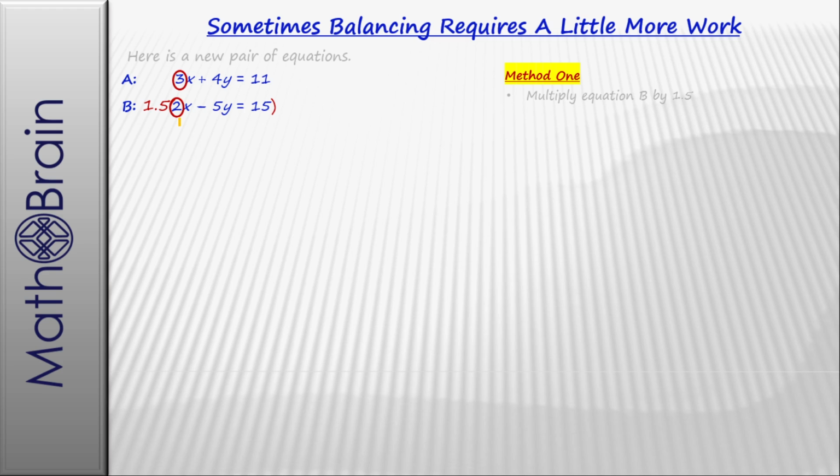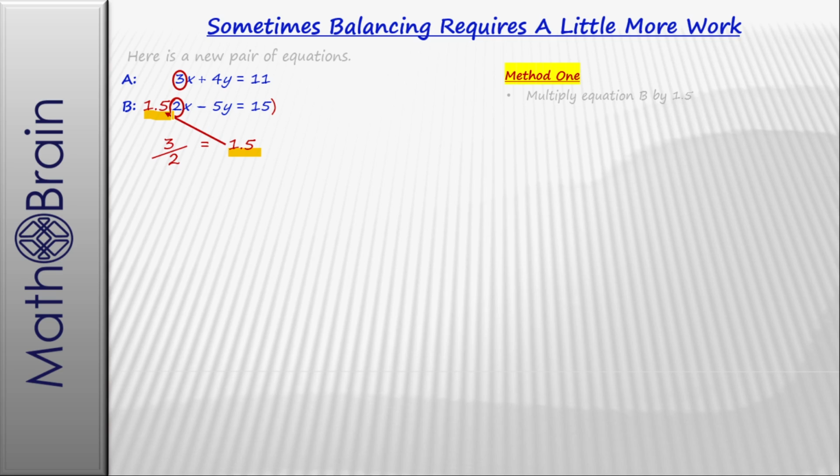An important quick note: if there is no number written before a variable, its coefficient is 1. We usually do not write 1 before a variable, but it is implied by having no number. Thus 1x is usually written simply as just x. So now, let us divide the coefficients of x. 3 divided by 2 is equal to 1.5. This is the number with which we multiply equation B.